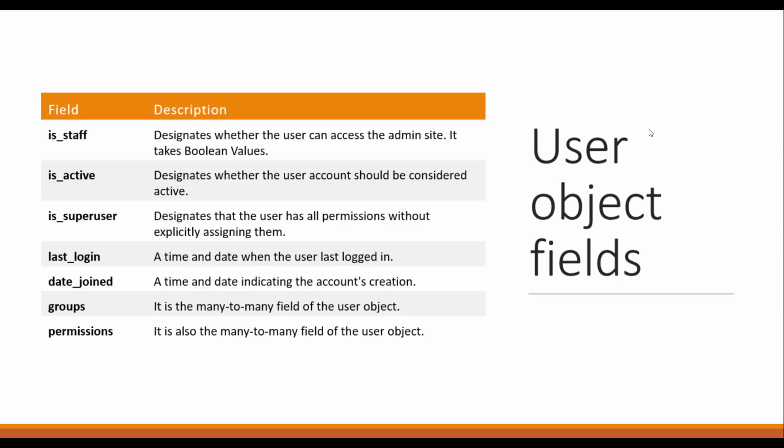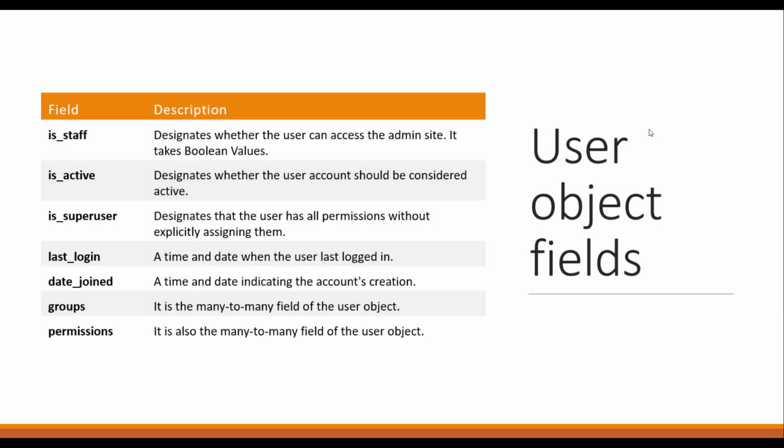The next one is is_superuser. It designates that the user has all the permissions without explicitly assigning them. Another one is last_login, and it is the time and date when the user last logged in. The next one is date_joined, and it is a time and date indicating the account's creation. The next one is groups, and it is a many-to-many field of the user object. And the last one is permissions, and it is also a many-to-many field of the user object.